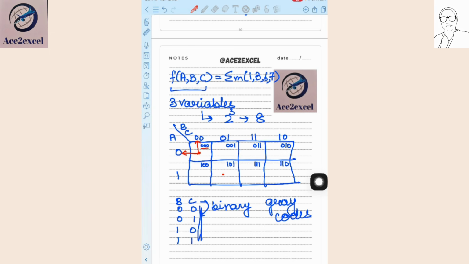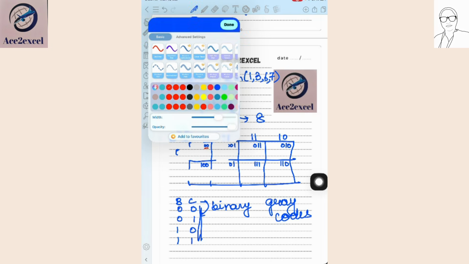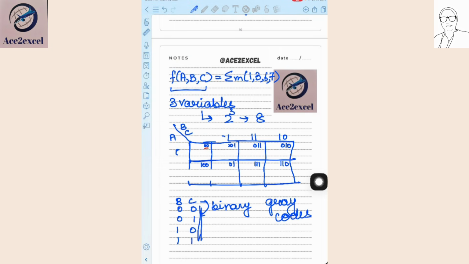Similarly, talk about this cell. Here A is 1. Talk about BC. BC is 01. So the cell name is 101. So this is how you are supposed to name your cells. Let's quickly make the table back. Now, if I go by the values, this is 0, 1, 2, 3, 4, 5, 6, 7. I have written the decimal equivalent of the given binary numbers in the cell.